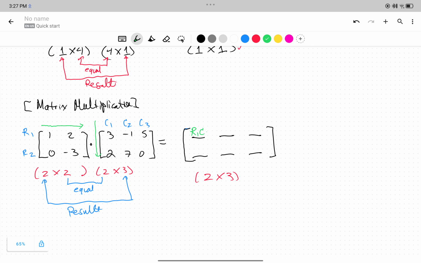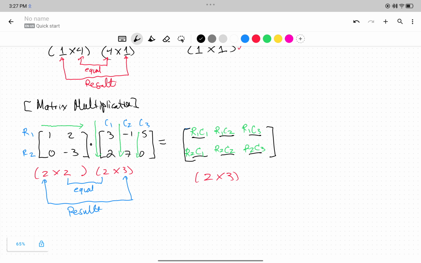Row 1 with column 1. And then it's a repetition, row 1 with the next column. R1 with C2. Then it's the next one, R1 with C3. And you just repeat the process with the next row. R2, C1. R2, C2. R2, C3. Now we just have to calculate what these answers are going to be.